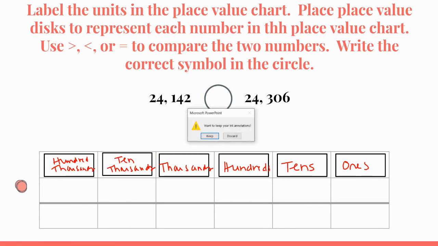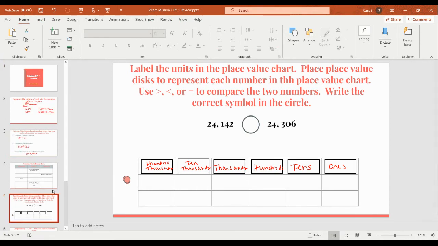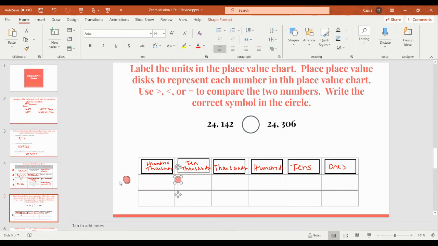All right, so now I want to move the place value disks. Here's how that'll look. So I'm moving my place value disks, and I have 24,142, so I'm going to represent that first. 10,000, so I have two 10,000s, 4,000s, 100, oh, I'm sorry, 4 10s, my bad, 4 10s, and 2 1s. All right, got all there.